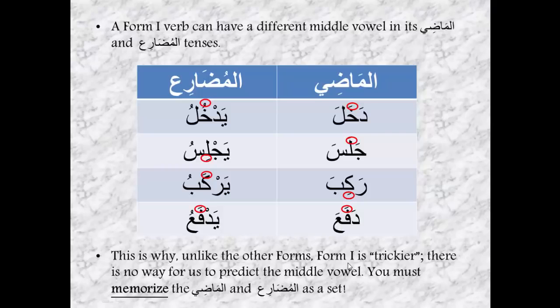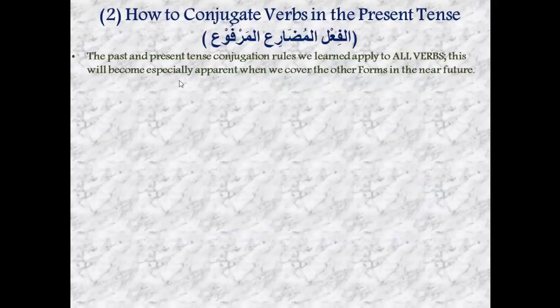You must, again I repeat, you must memorize the past and the present tense together as a set. Dakhala yadkhul. Just like that. Dakhala yadkhul. You repeat it together. Jalasa yajlis. Rakiba yarkab. Dafa'a yadfa'.